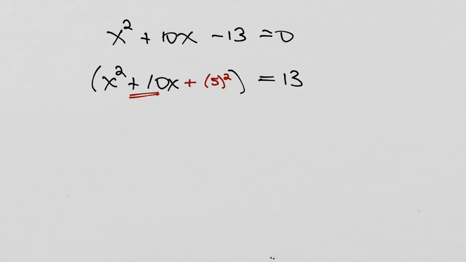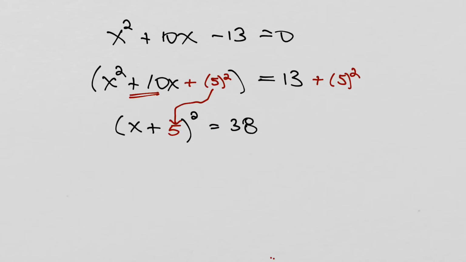And when you do that, remember it's an equation. So if I add that much to the left-hand side, make sure you add that same amount to the right-hand side. And then the way this is going to factor now, it's going to be x plus whatever half of this number was. So in this case, half of 10 gives me 5. Right? So it will be x plus 5 squared equals 13 plus 25 gives me 38.